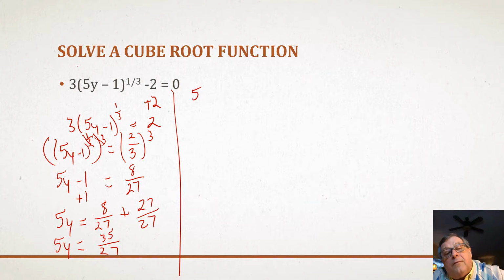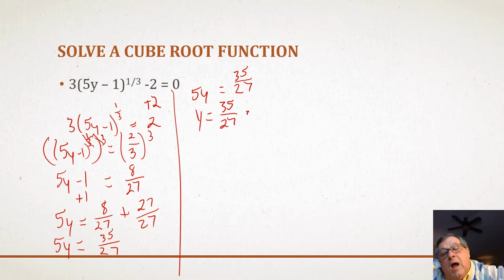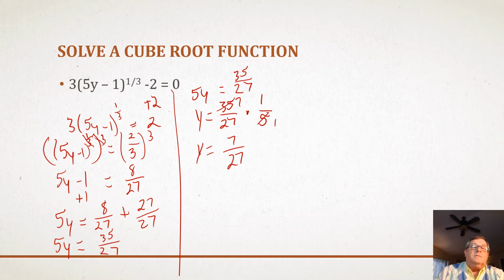I'm going to rewrite that right there. So now we got 5y equals 35/27. And now I need to divide by 5. But that's the same as multiplying by 1/5, isn't it? So now y equals 35/27 times 1/5. Well, I'm doing a little bit of simple reduction here because 5 will go into 35 7 times. And so y is going to equal 7 times 1 is 7, and this is 1 now. 7 over 27. Wow.